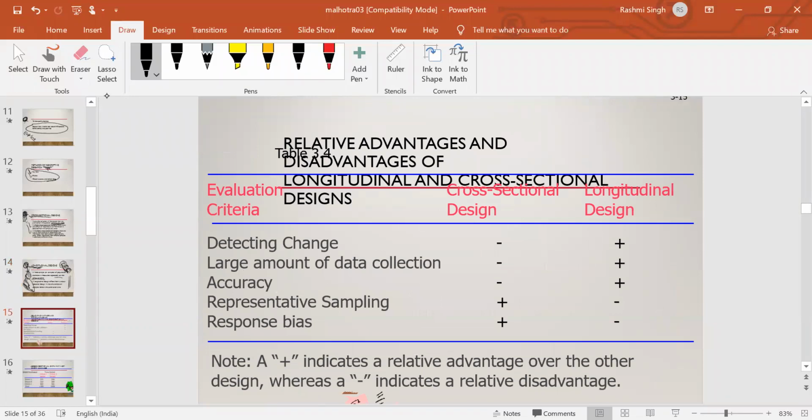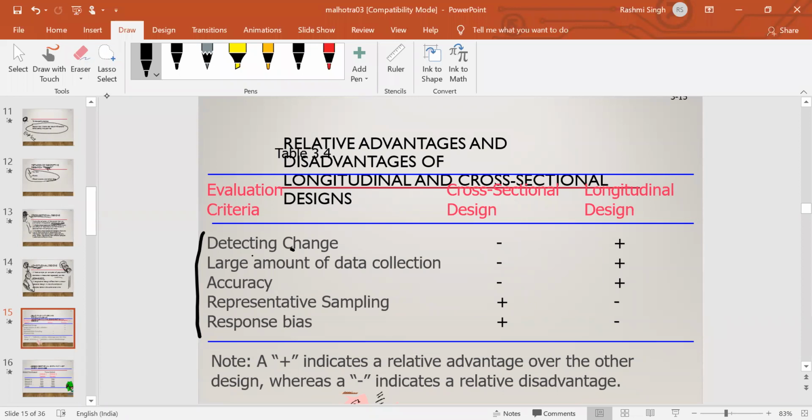This is the relative advantages and disadvantages of longitudinal and cross-sectional design. So there are 1, 2, 3, 4, 5 different evaluative criteria. First is detecting change. Here plus and minus are represented: plus indicates a relative advantage over the other, while the negative represents the relative disadvantage. So if I say detecting change, in case of cross-sectional, it's a disadvantage.